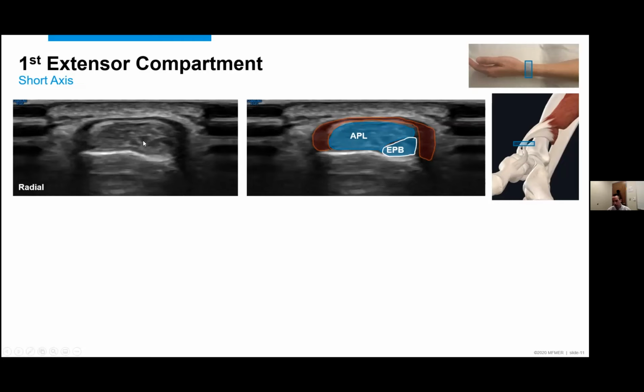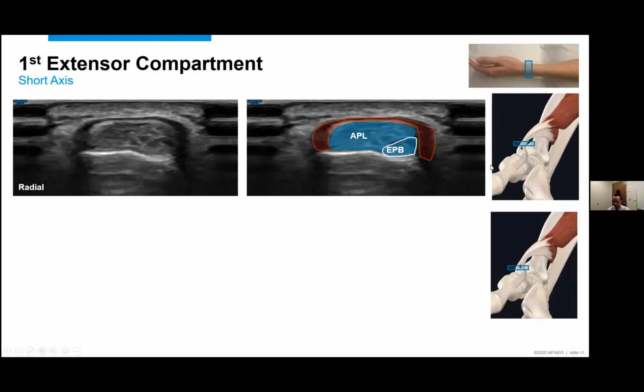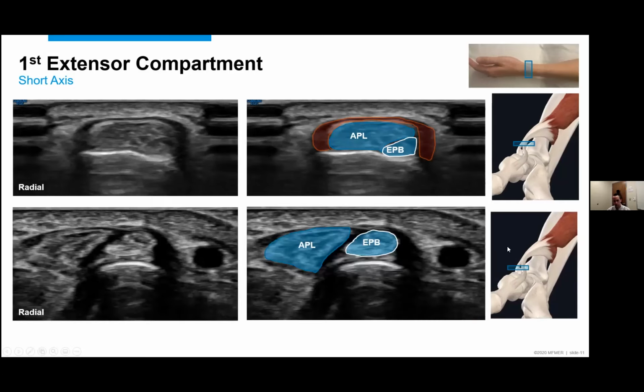So one thing I do is I start here, as you see on this right side of the screen, and then I'll just translate a little bit distally, and then you can sometimes get a little more lucky and actually see these tendons start to separate into their individual tendon sheaths. So we have the APL, remember longest brevis, so the APL is more radial, and then the EPB, which is going to be more ulnar.